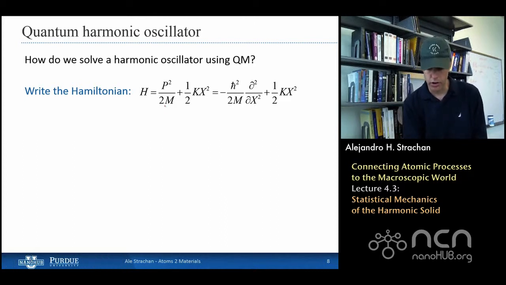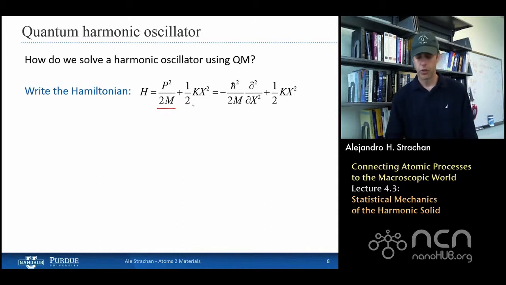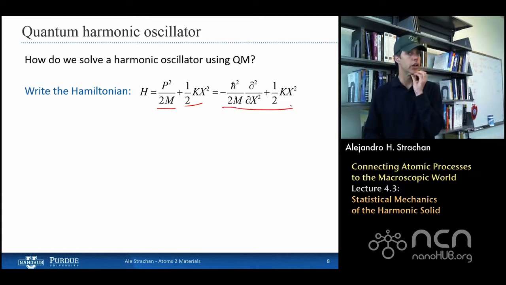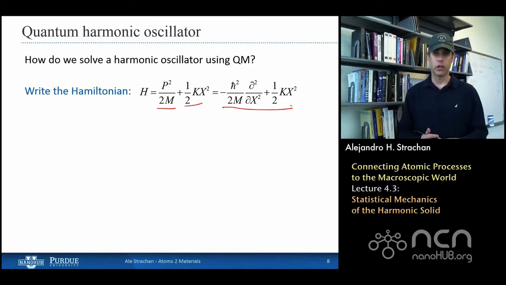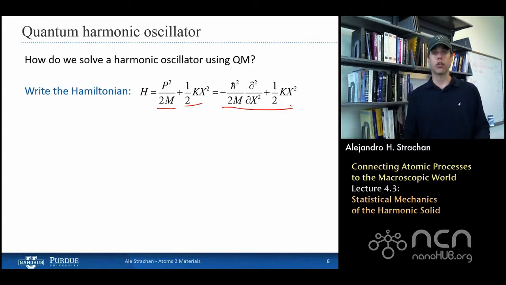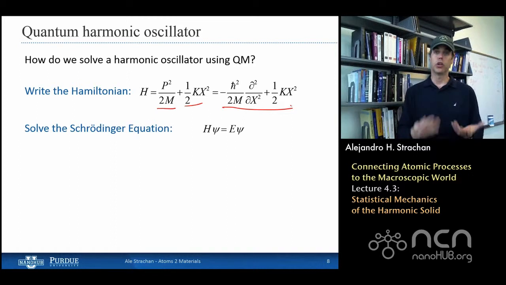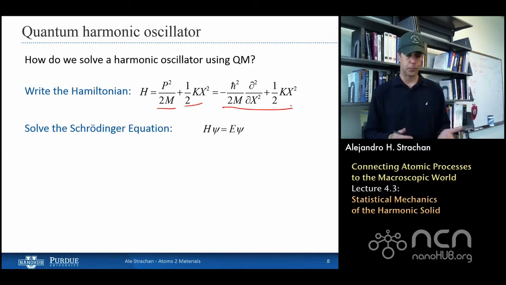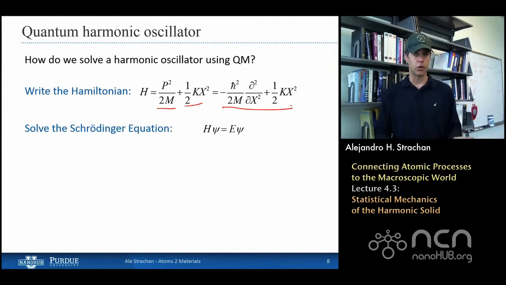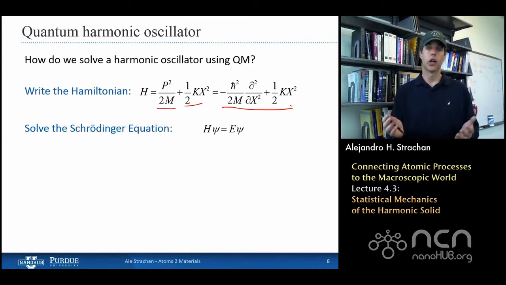So the Hamiltonian has a kinetic energy term and a potential energy term. I write this quantum mechanically. Remember the kinetic energy has to do with the second derivative of the wave function with respect to position. And then I solve the Schrödinger equation. We don't have the time to show the solution of this in the lecture, but if you go to any of the quantum mechanical books that I pointed to in the first few weeks, you'll find this solution.